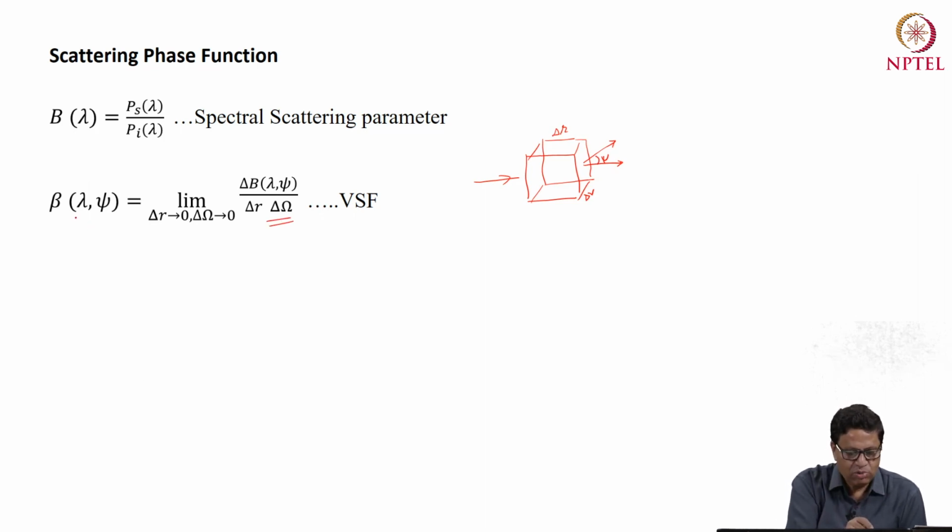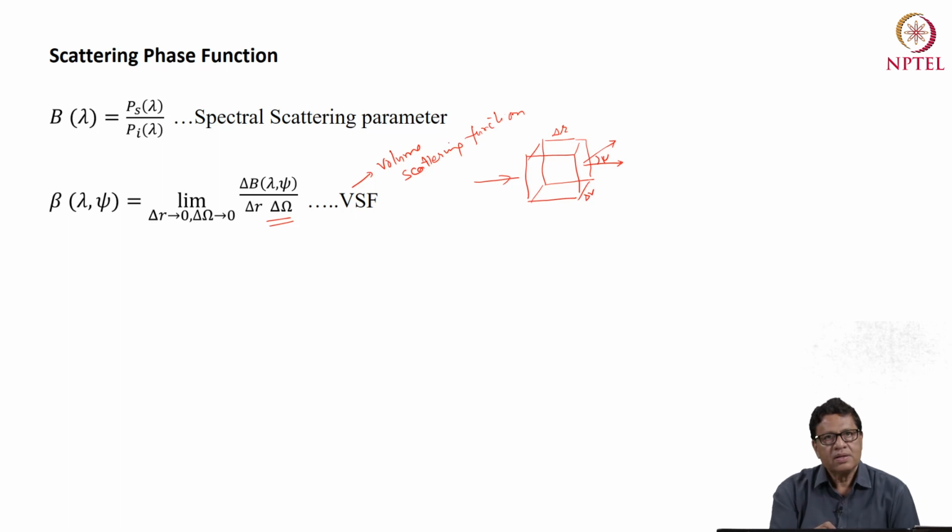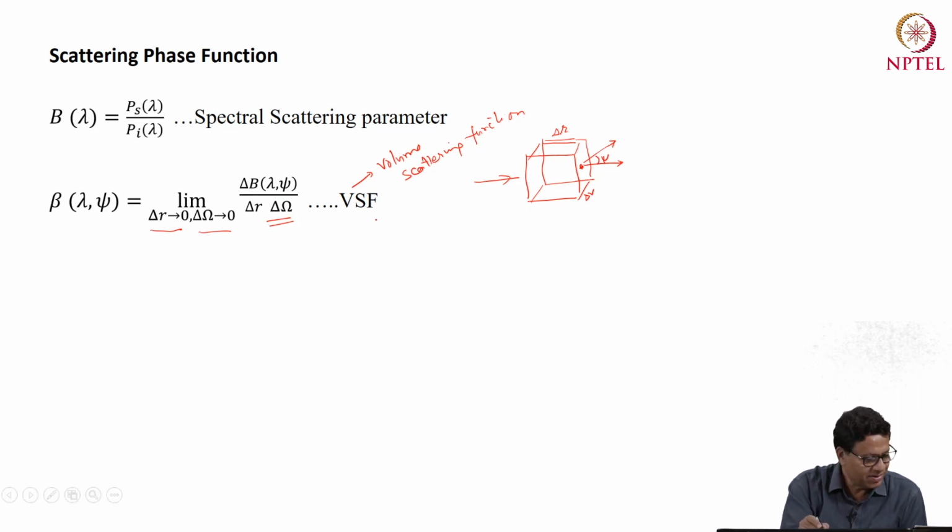So I define a new parameter which I call the volume scattering function, VSF. This is defined as delta R tending to 0, and the solid angle, which is around this angle here, delta omega tending to 0. So delta B lambda psi divided by delta R into delta omega is called the volume scattering function.